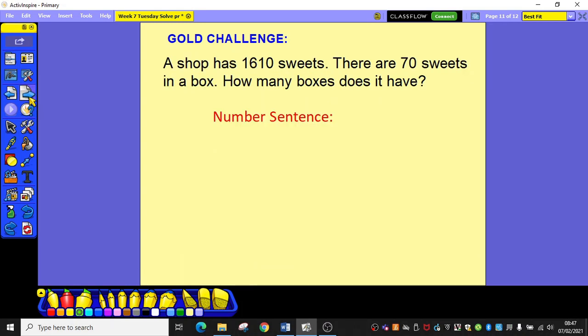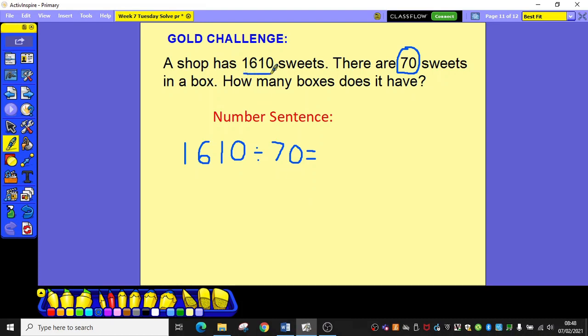One final challenge to have a look at then. Now, this question is very similar, but on this occasion we're dividing by 70. Now, I'm not actually going to solve this one for you, but what I'm going to do is just show you a way that you can simplify the question. So 1,610 divided by 70. Okay, that's my problem.